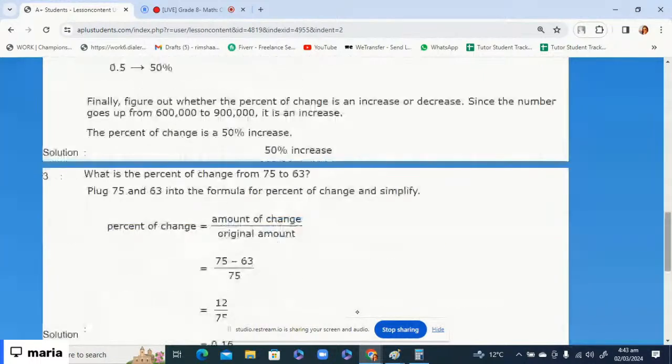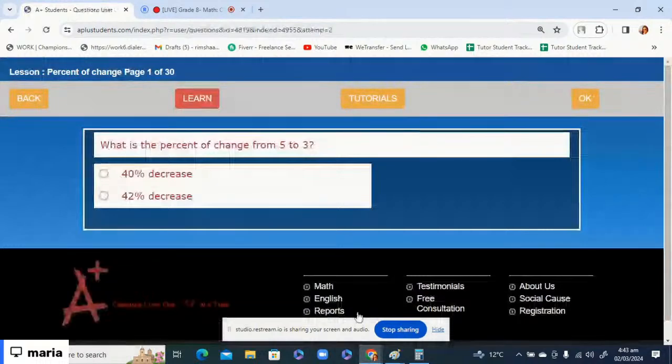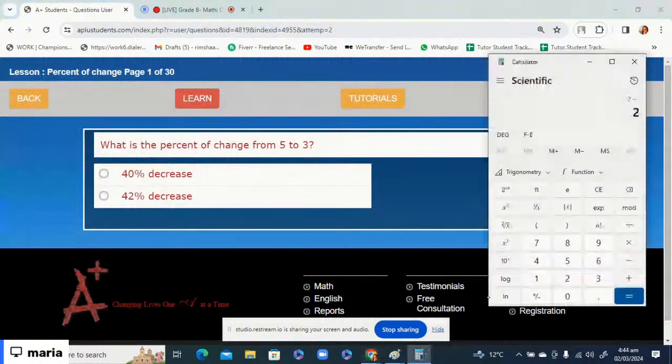Now these are all test questions for you to try by yourself. First of all, what is the percent of change from 5 to 3? 5 to 3 it decreases. First you subtract 5 minus 3, that is 2, divided by 5. Now 2 divided by 5, what is the answer? Let's check it out. 2 divided by 5 is 0.4, and when you multiply 0.4 with 100, the answer is 40%. So here is a 40% decrease. Why is it a decrease? Because it's moving from 5 to 3.